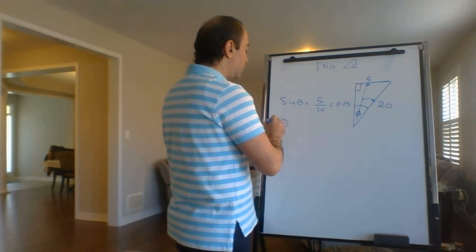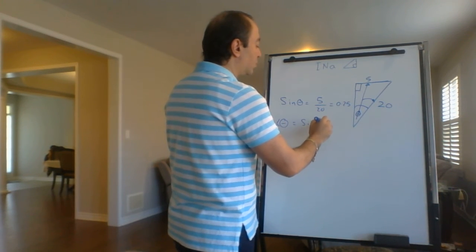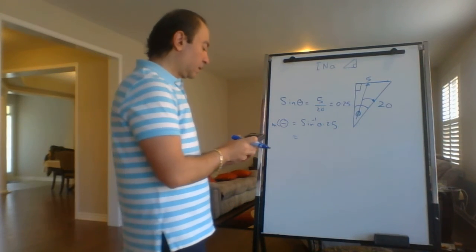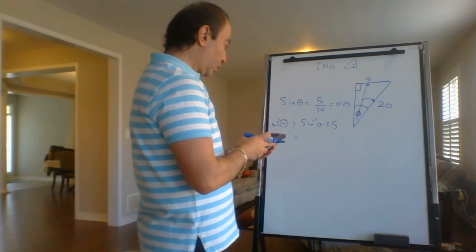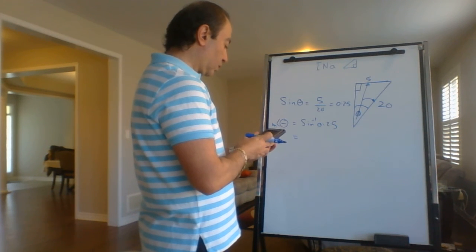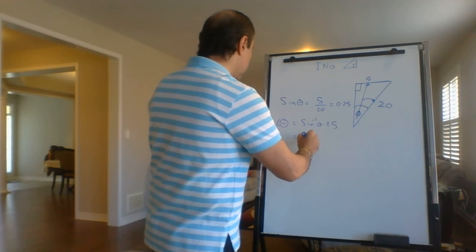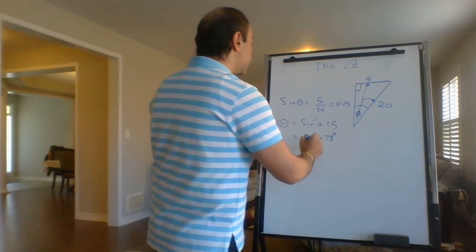So the measurement of angle theta will equal sine minus 1 of 0.25. Then I go to the calculator and write inverse sine and put 0.25 and close and hit enter, and you will get 14.478 degrees.